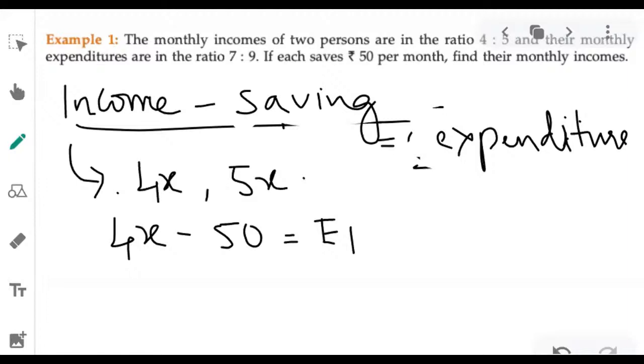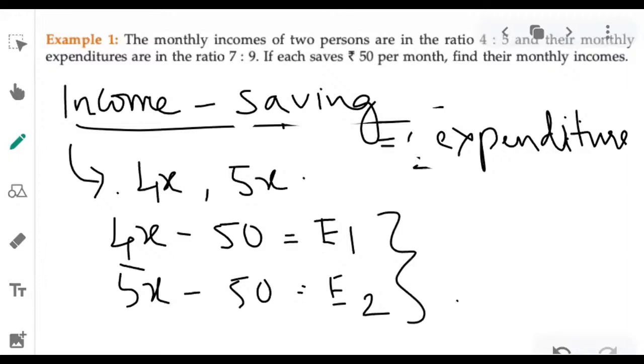What is the expenditure of the second person? Mamata? 5x minus 50. 5x minus 50 is equal to the expenditure of the second person. Vinay, what is he saying the ratio of expenditure of two people is? Yeah, what is the ratio of expenditures of the two people? Their monthly expenditures are in the ratio 7:9, right?